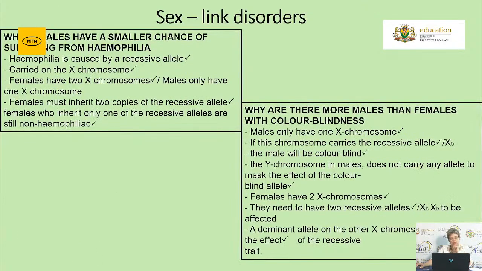And that brings me to another one. You must go and look at sex-linked disorders. Why females have a smaller chance of suffering from hemophilia or any other sex-linked disorder. And the other one that they ask is, why are there more males that have color blindness or any other sex-linked disorder? So it's all about females that have two X chromosomes. So if they have the recessive allele on one of the X chromosomes, they have another X chromosome that can mask the other one. And with males, they only have one X chromosome that can carry a recessive allele. So if they have the recessive allele, the chance is 100% that they have the sex-linked disorder. So please look at this. It's a popular question. It's usually there in the question paper, especially when there are sex-linked disorders.